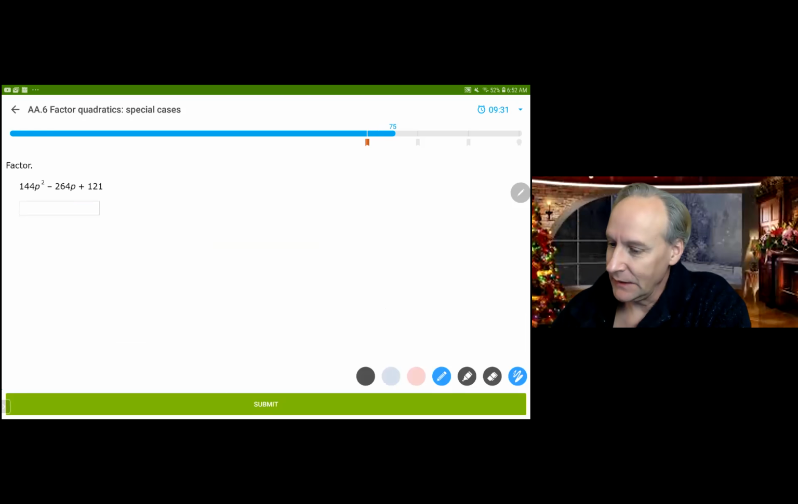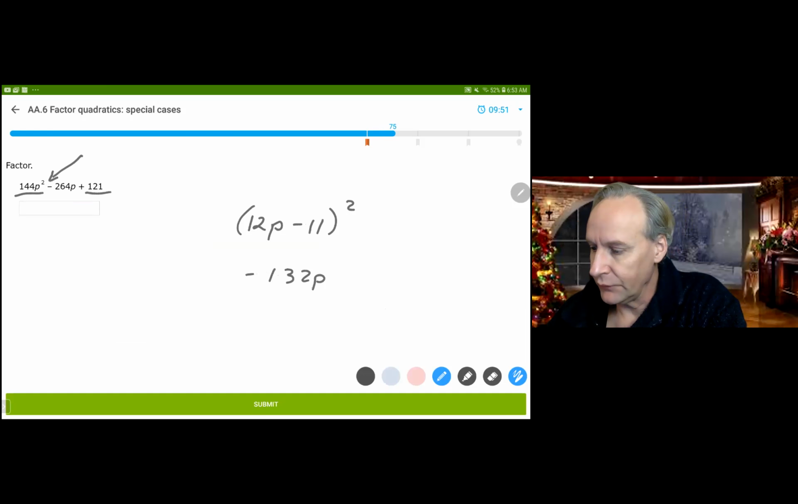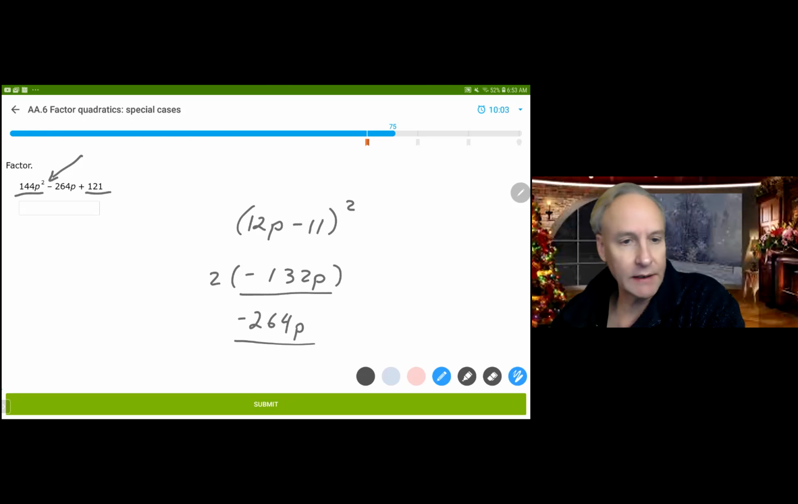Oh, could it be? Well, let's see. This is a perfect square. That's 12p squared. This is a perfect square. That's 11 times 11. Notice that we have a minus in the middle. They want to scare us. It's not that scary. And the question is, does this work? Well, 12 times 11 is 132. And if we multiply those, we get negative 132p. And we want to know, is the middle term double that? And negative 264p is double the product. So yeah.